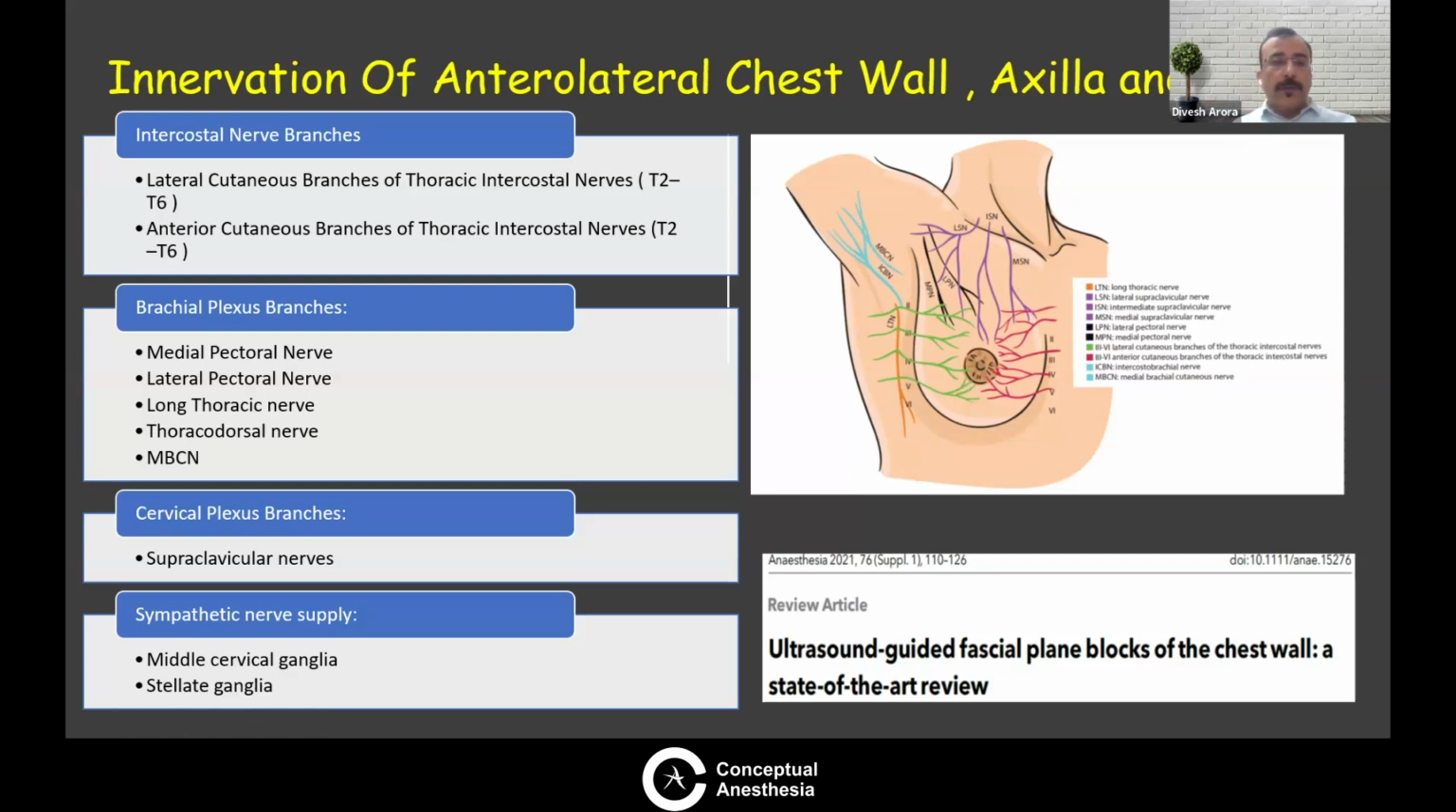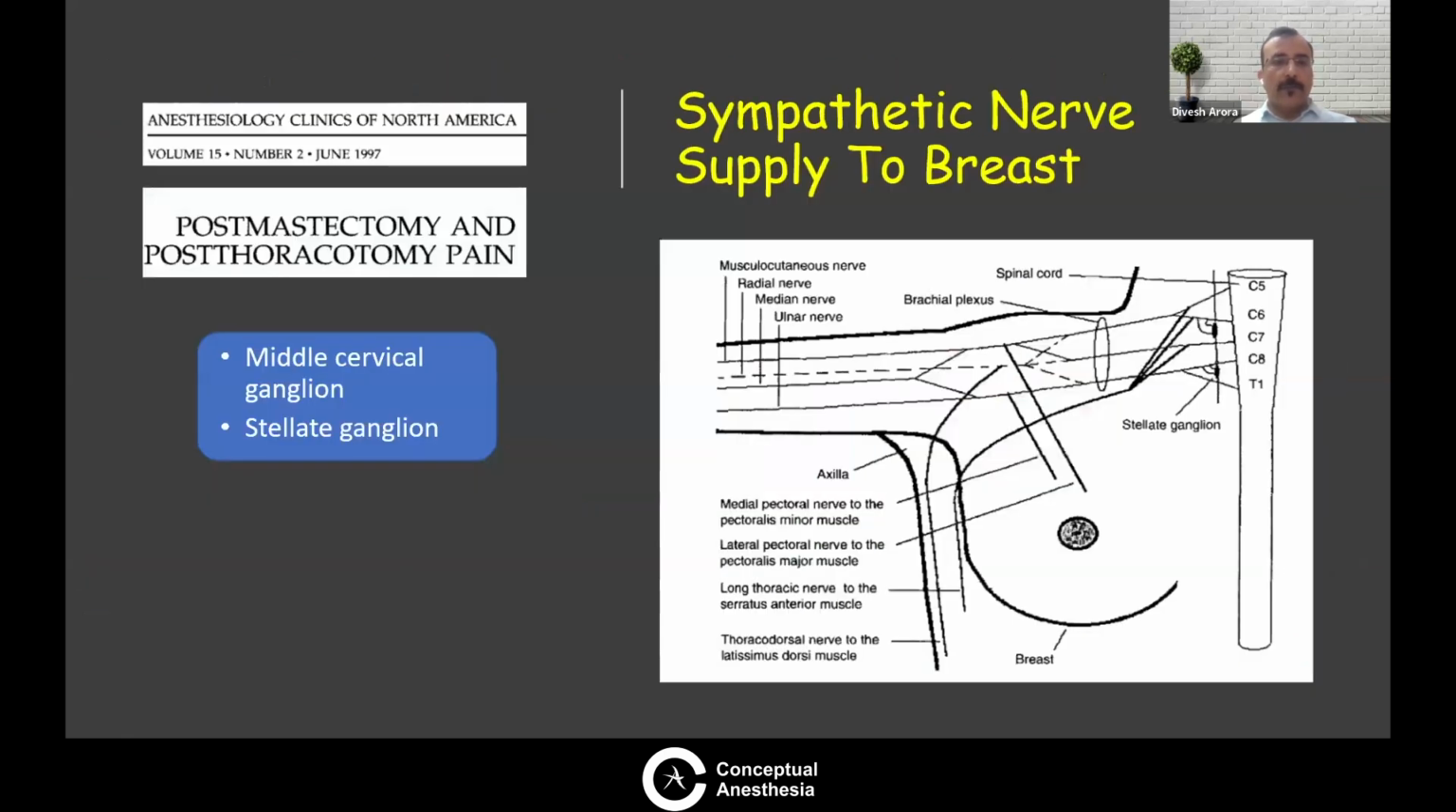And the most important thing is the breast does have a sympathetic supply from the middle cervical ganglion and the stellate ganglion. We must be wondering how an endocrine organ would have a sympathetic supply. It's through the middle and the stellate ganglion and through the branches which actually supply the muscles of the region. That means the lateral pectoral, medial pectoral, as well as long thoracic and thoracodorsal nerves, which are responsible for muscular innervation, do carry these fibers.